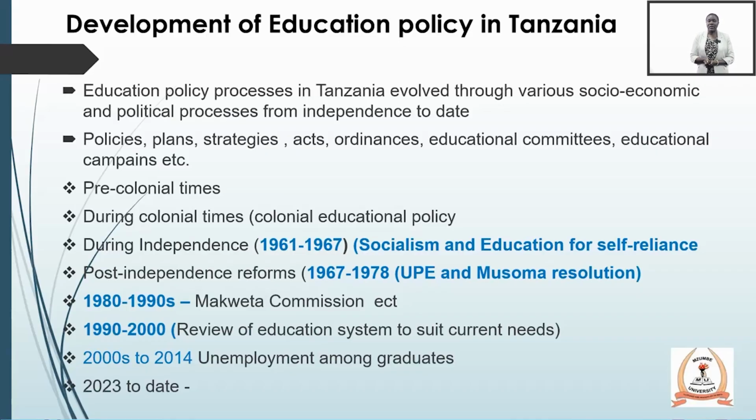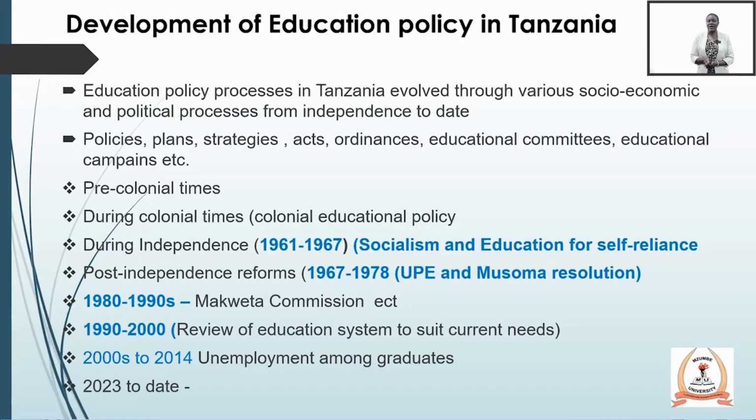And from the 2000, first of all, the 1990s, the time from 1990s to 2000, we had a lot of policies in between. We had our first known policy of 1995, the Education and Training Policy. We had the 1996 Technical and Vocational Education Policy. We had the Higher Education Policy of 1999.